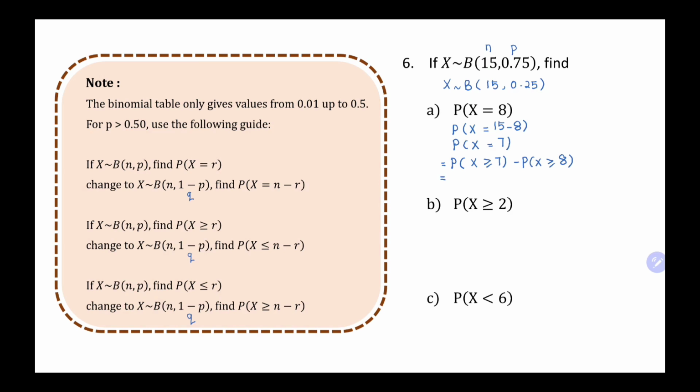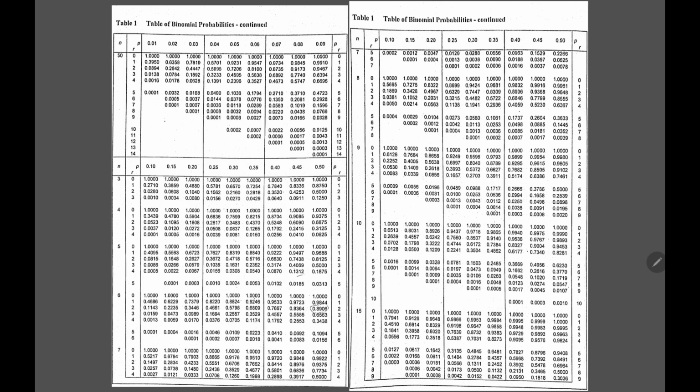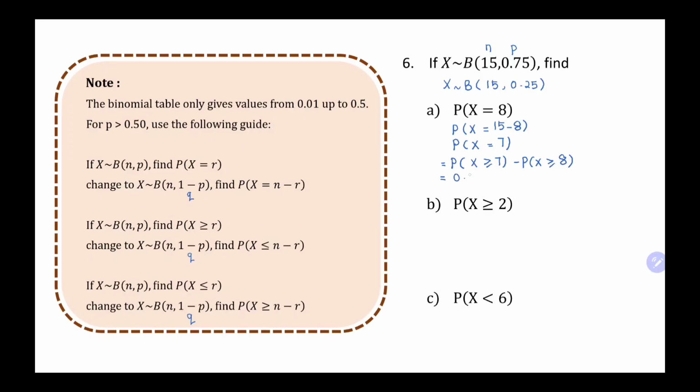N equals to 15 and P equals to 0.25. Kita gunakan yang baru yang kita dah tukar ni. So, N kita 15 dan P kita 0.25. Then, R 7 and 8. So, we look N equals to 15, P 0.25, this column. And R equals to 7, 0.0566. And R equals to 8, 0.0173. We minus this one. So, we put our answer 0.0566 minus with 0.0173. Then we solve, we get answer 0.0393.